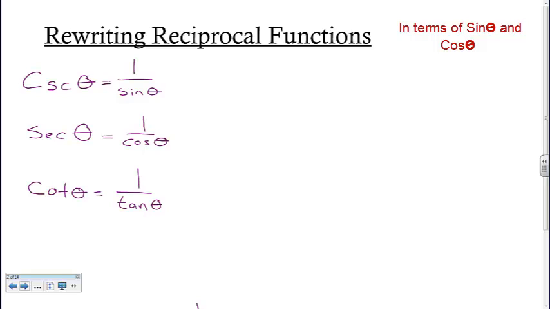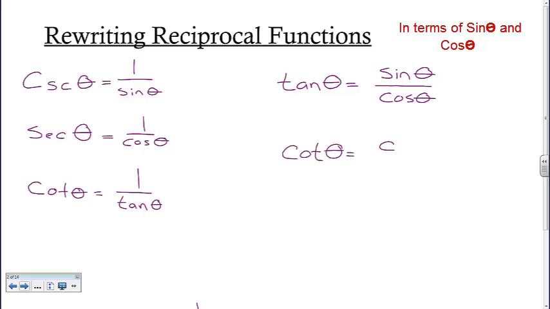What you notice as well is that cotangent theta and tangent theta are not in sine theta and cosine theta yet. Well, we can change this. We can write tangent of theta as equal to sine theta over cosine theta, and cotangent of theta as the reciprocal of that, cosine of theta over sine of theta.